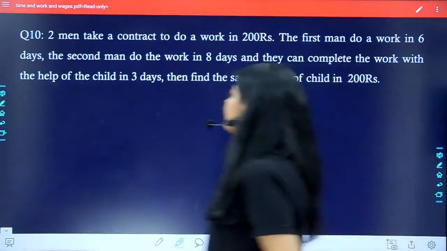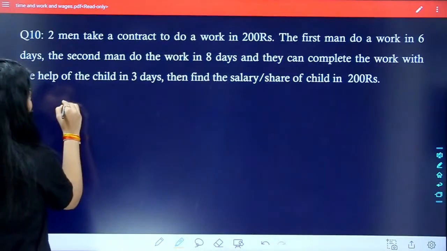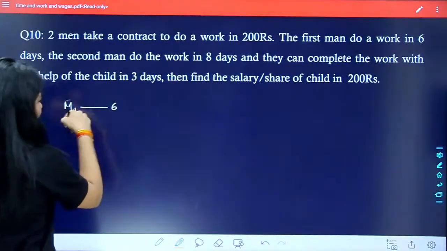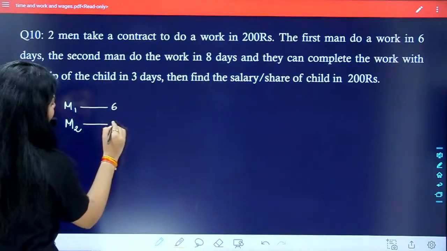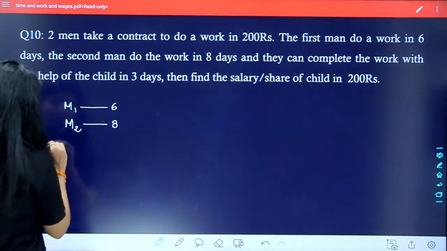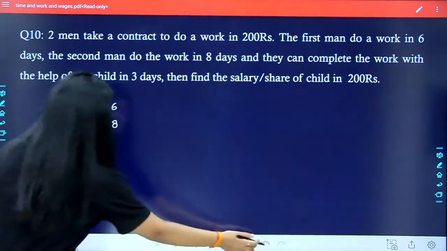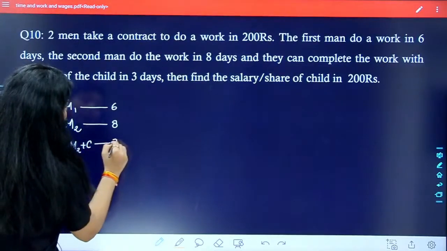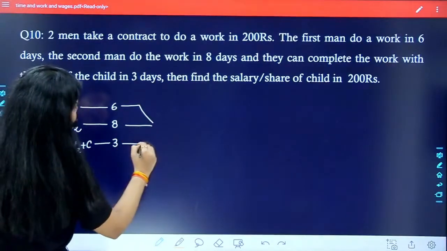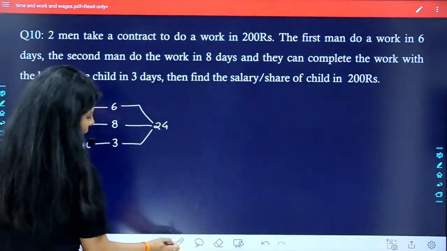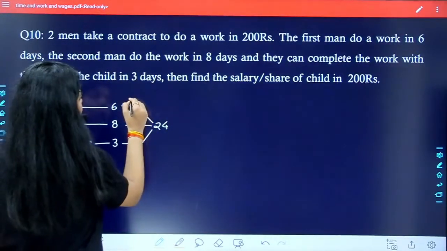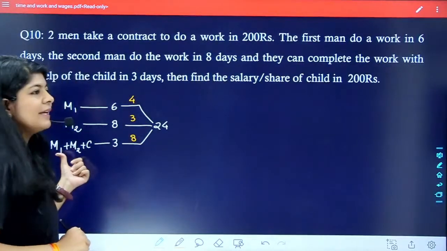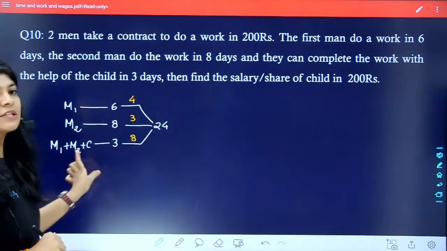Let's see. So let's suppose I am having two men as M1 and M2, and it is given that man 1 can do some work in 6 days and man 2 can do some work in 8 days, and with the help of child they can do the same work in 3 days. Again we have to take the LCM, and the LCM over here is equal to 24. Now we have to find out the efficiency: 4, 3 and 8. So from this we can easily identify the efficiency of child.